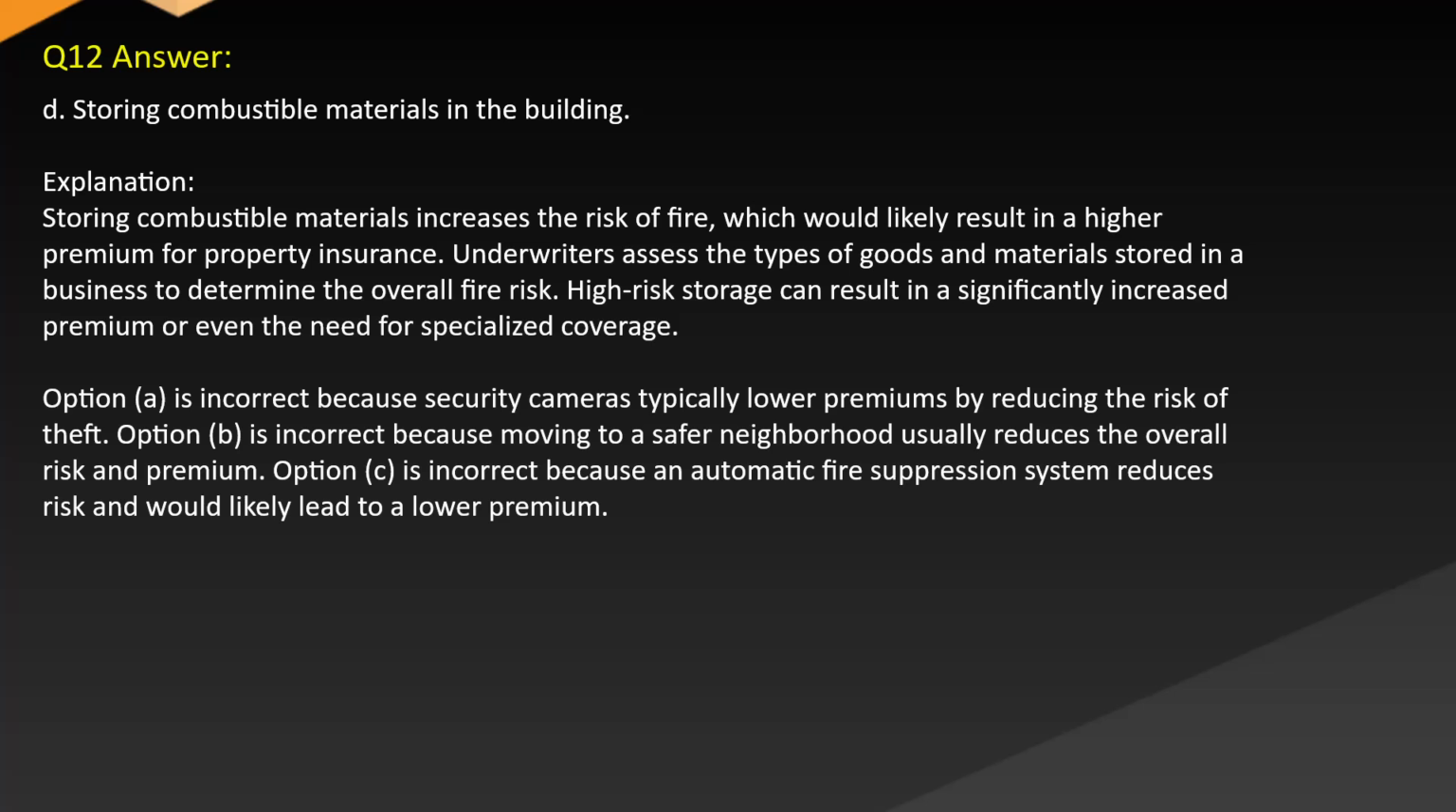Option A is incorrect because security cameras typically lower premiums by reducing the risk of theft. Option B is incorrect because moving to a safer neighborhood usually reduces the overall risk and premium. Option C is incorrect because an automatic fire suppression system reduces risk and would likely lead to a lower premium.